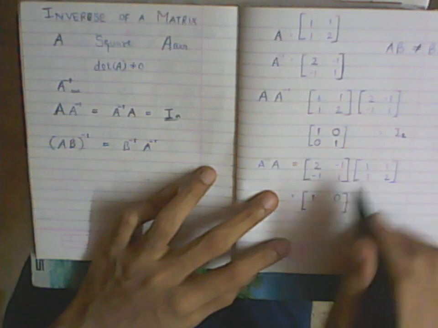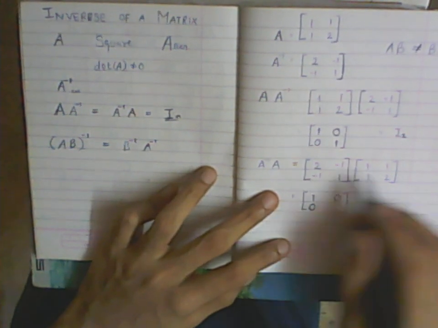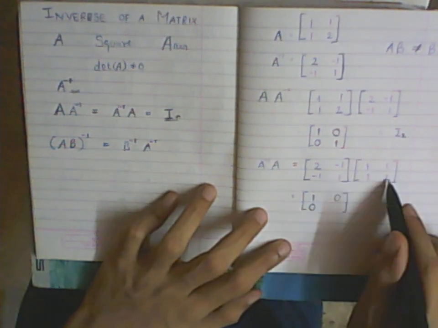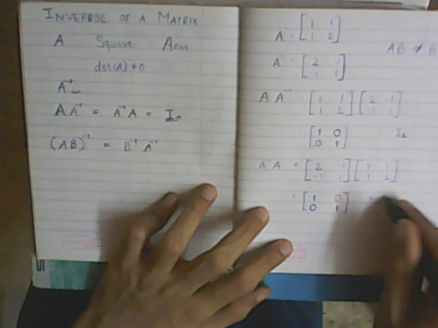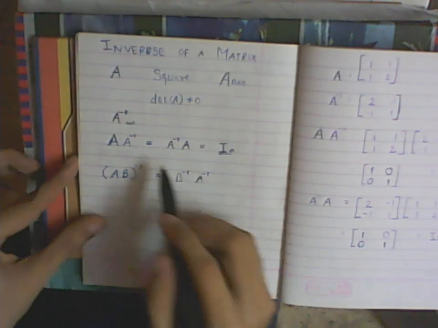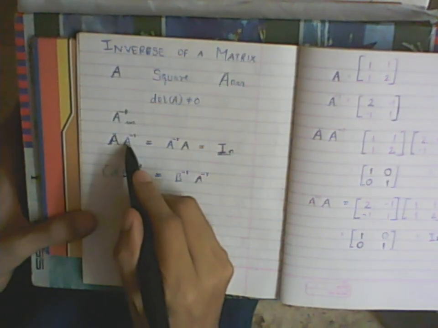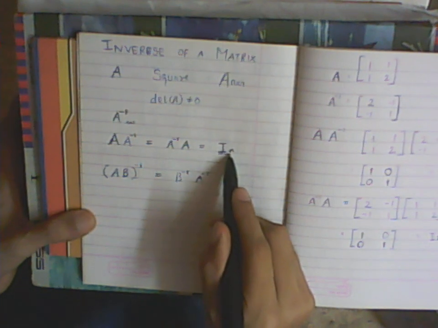Negative 1 once, and 1 times 1 is 1, so the sum gives you 0. Negative 1 times 1 is negative 1, and 1 times 2 is 2. So negative 1 plus 2 is indeed 1. And again, you can see that this is also the 2 by 2 identity matrix. So it's a demonstration of this special property of inverses, that when you multiply from either of the sides, you get the identity of that same order back.